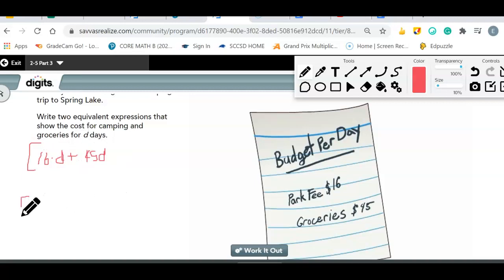The other one that we can have is the total number of days that we're going to be there, which would be D. And then we put something in parentheses. We would put 16, the cost for park fees, plus the cost for groceries, 45. So this is the cost for one day. Inside here, how many days we're there is D. We multiply them. So those are your 2 expressions.